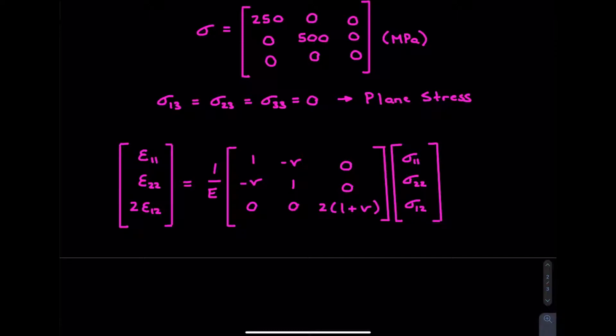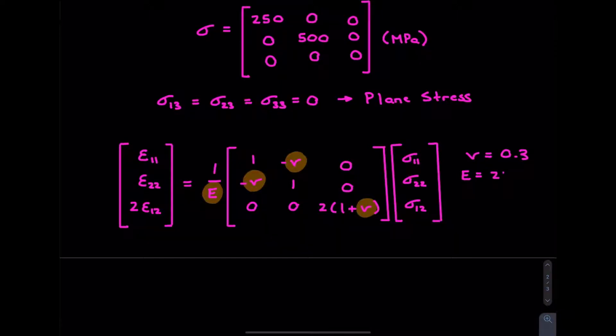Now, if we look inside of this elasticity tensor, we see that we have E in it. We see that we have V sprouted a couple different times, but that's basically it. We only need E and V. So all I'm going to do is say, all right, well, I know that my V, my Poisson's ratio, is 0.3. And my E, that's my elastic modulus, we're given as 210 GPa.